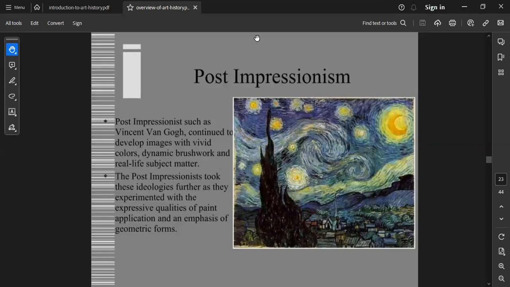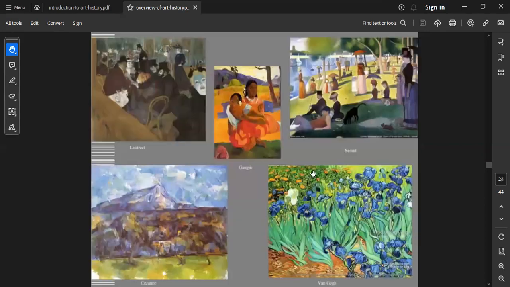So post-impressionists such as Vincent van Gogh continue to develop images with vivid color, dynamic brushstroke, real-life subject matter. This took the artists further as they experimented with expressive qualities of paint application and an emphasis on the geometric forms. So geometry was also there.